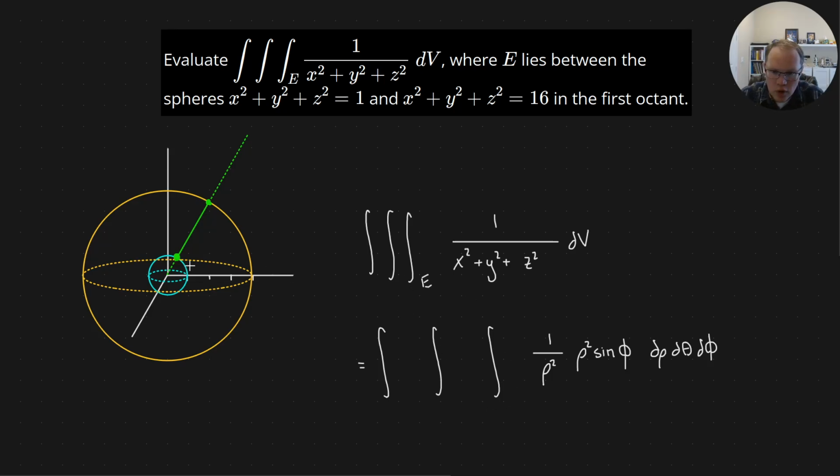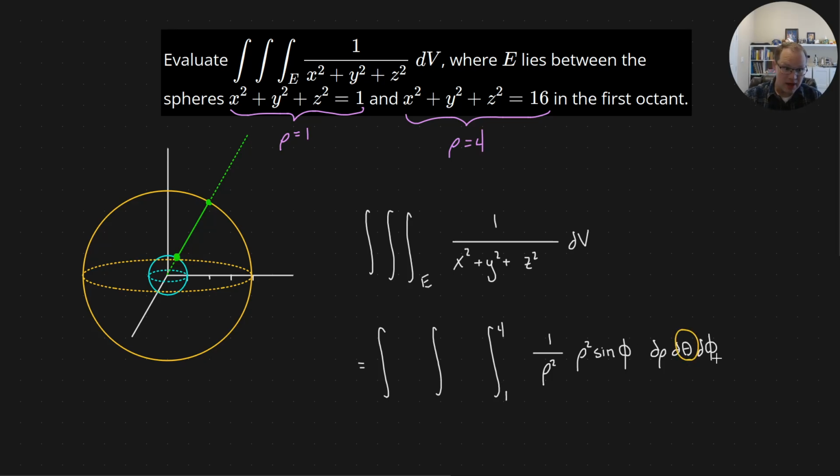Okay? So rho, we want to start counting rho when it gets to 1, the inner sphere, right? This guy right here is the same as rho equals 1 in spherical coordinates. And then I want to count it all the way until I get to the edge of the outer sphere, which would be rho equals 4, which is the equation of this outer sphere. X squared plus y squared plus z squared equals 16 is rho squared equals 16, or rho equals 4. Okay?